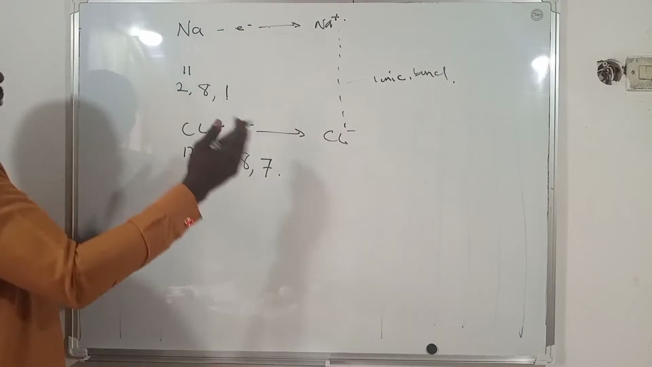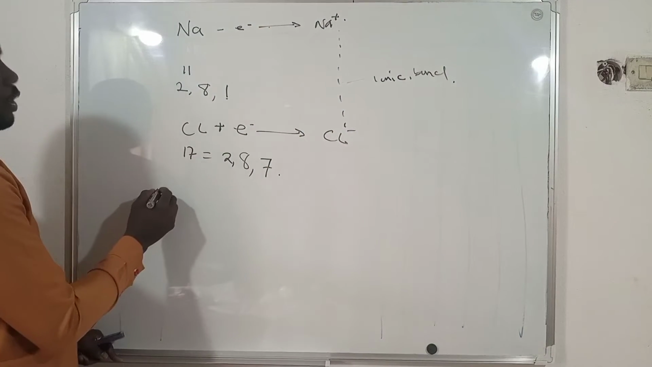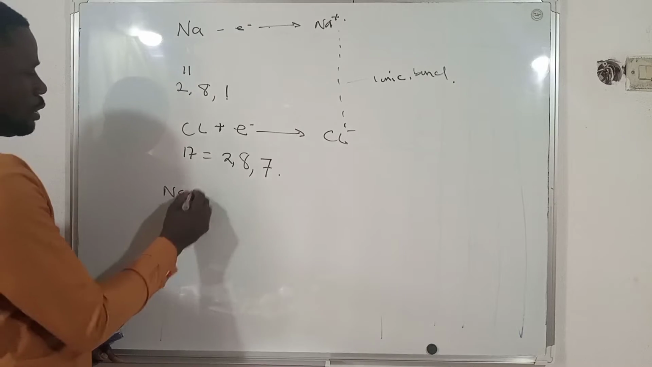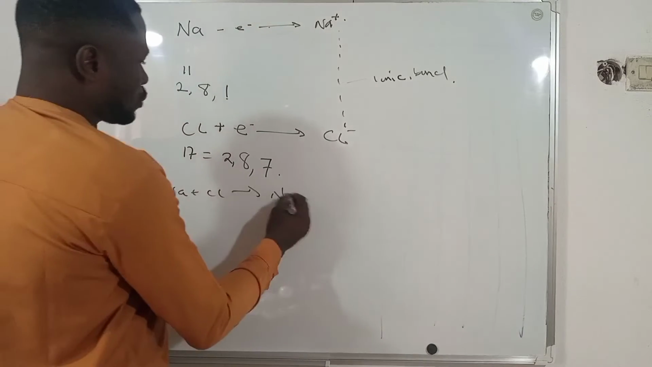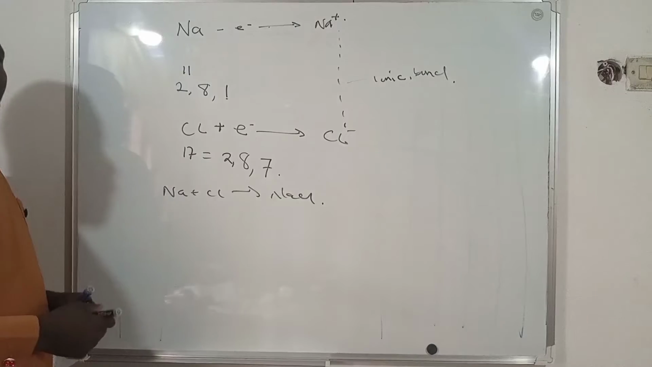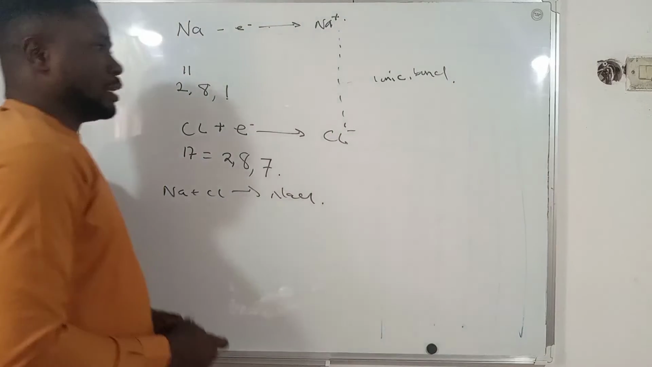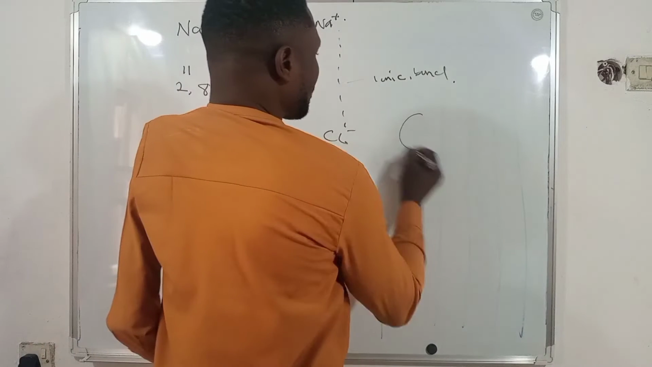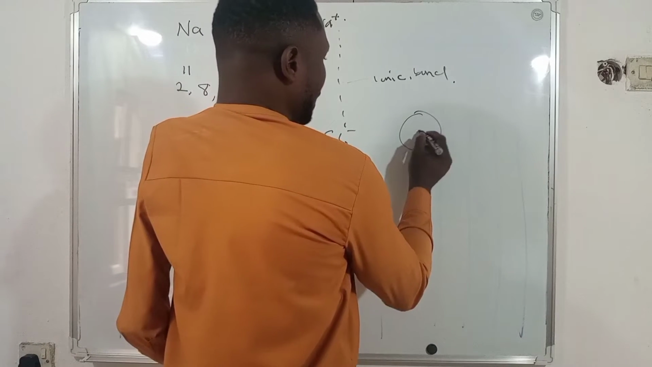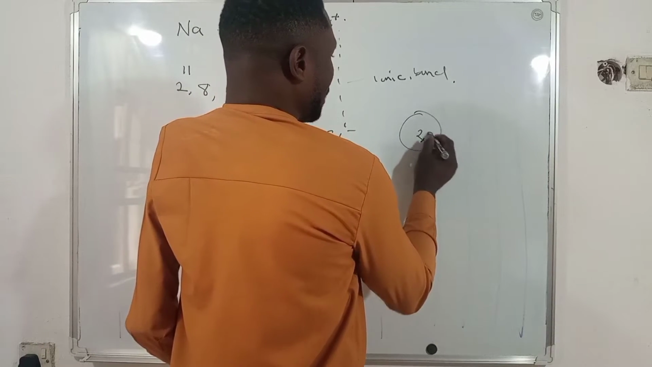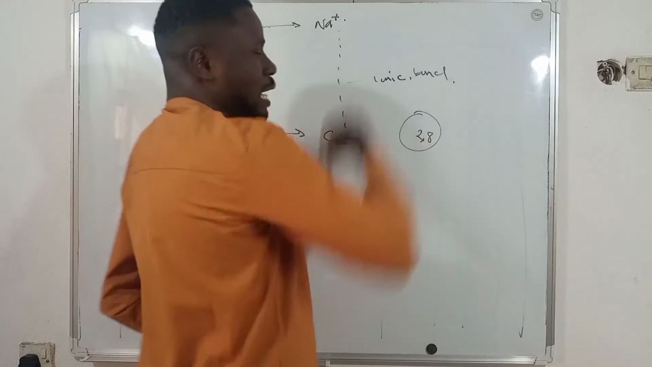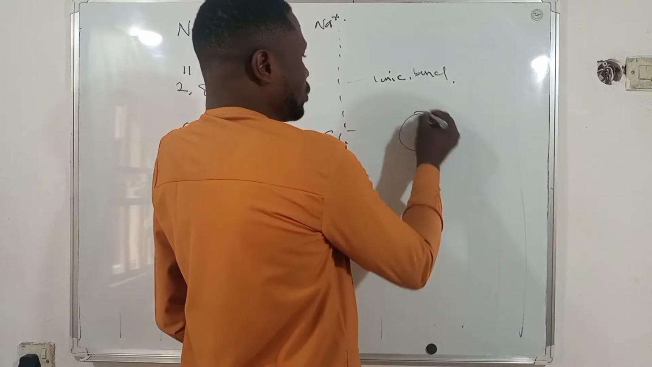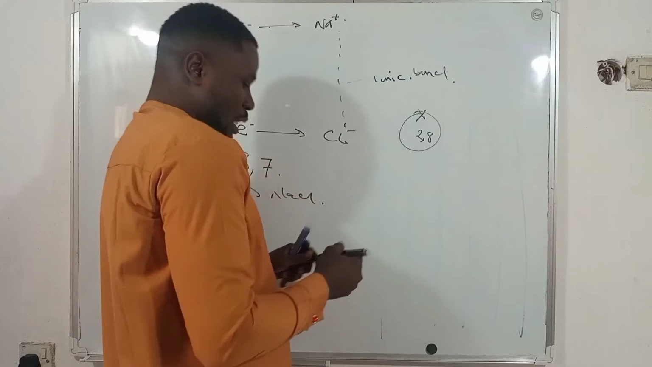Now, if I put this together, we have sodium plus chlorine, and that will give us what? Sodium chloride. If we are to describe this pictorially, what we'll have is this: for sodium, the first shell is 2, the second shell will have 8 electrons. Now this is the outermost shell, which will have just a single electron.